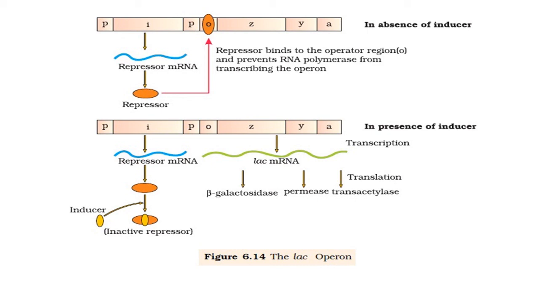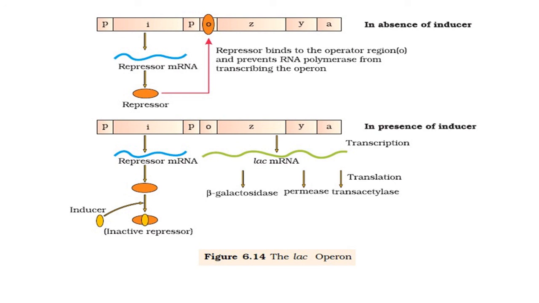There is a very low level of expression of the lac operon that has to be present in the cell all the time. Otherwise, lactose cannot enter the cell. So, permeability of the cell increases. The lactose then induces the operon in the following manner.